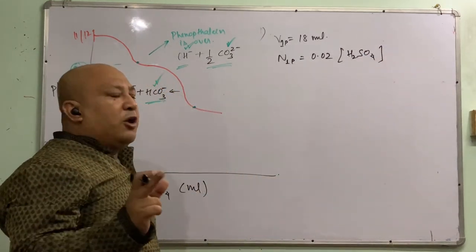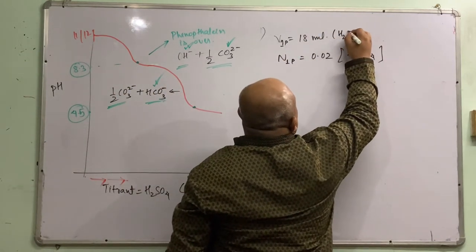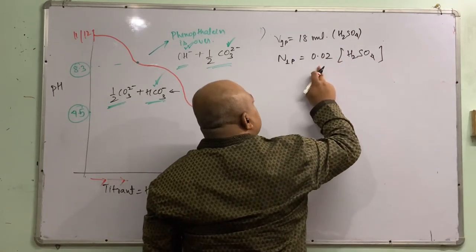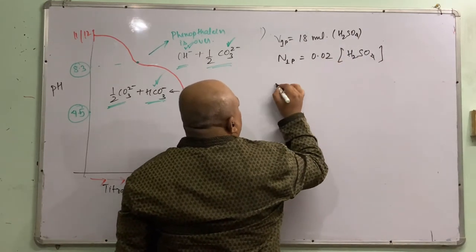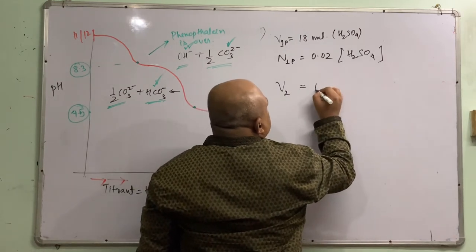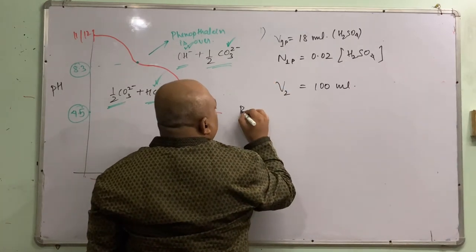Let's say 18 ml of acid is consumed for phenolphthalein alkalinity, and the strength used is 0.02. And the volume V2, that is the sample you have used, let's say it is 100 ml. Then, what is the phenolphthalein alkalinity?